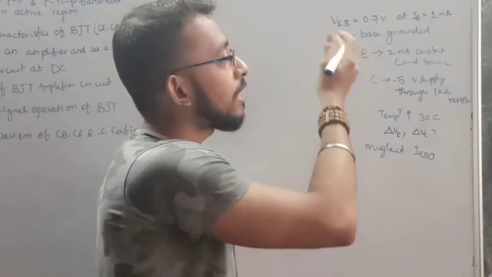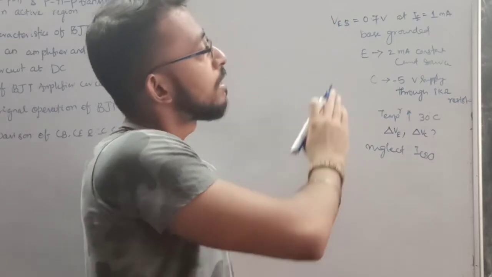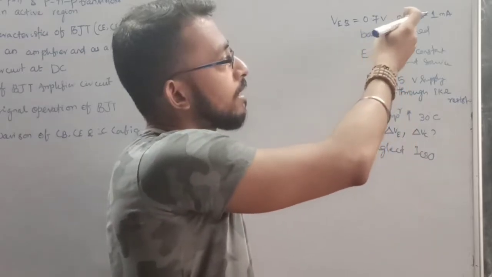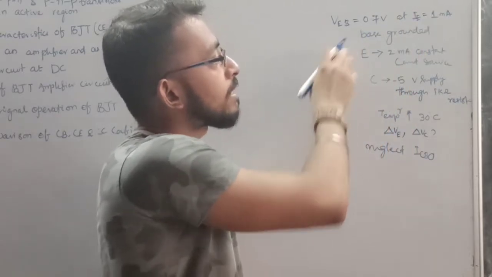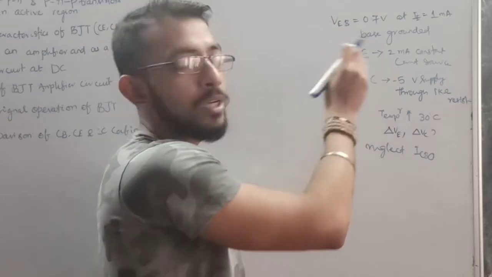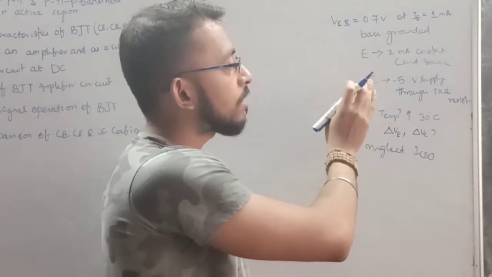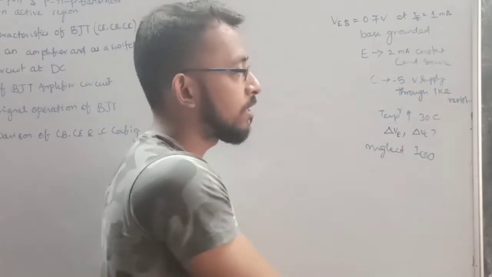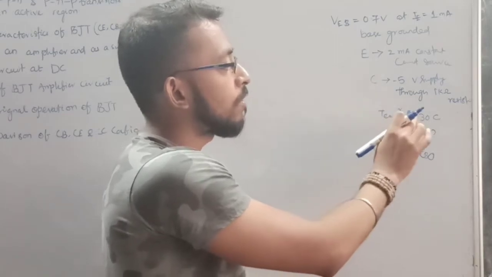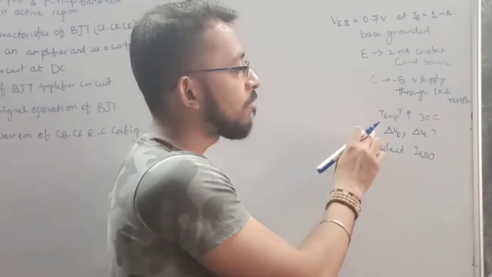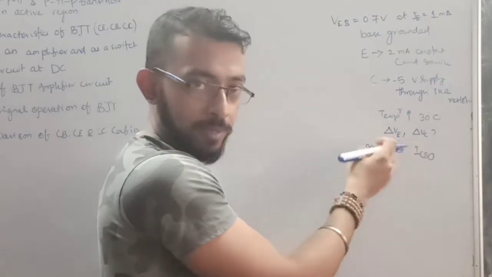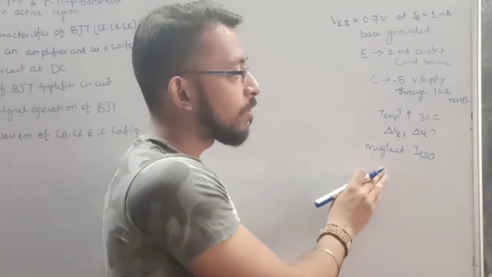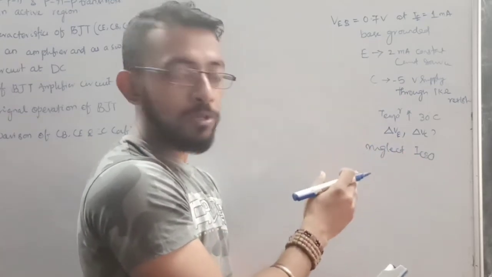Okay, this is the data that I drew from this question. The emitter to base voltage VEB is given as 0.7 volt at IE of 1 milliampere. The base is grounded. The emitter is connected with a 2 milliampere constant current source, and the collector is connected to a minus 5 volt supply through a 1 kilo ohm resistor. The question asks, if the temperature increases by 30 degrees Celsius, how much will be the change in delta VE, meaning the emitter voltage, and how much the change in the collector voltage. Neglect ICBO.